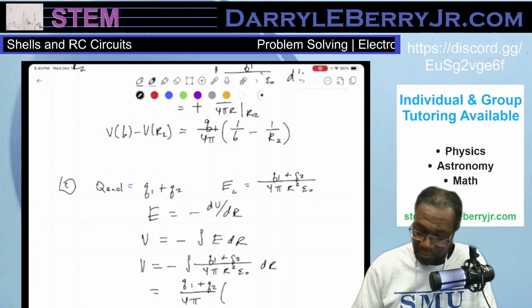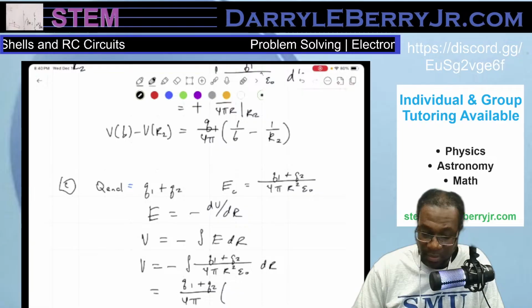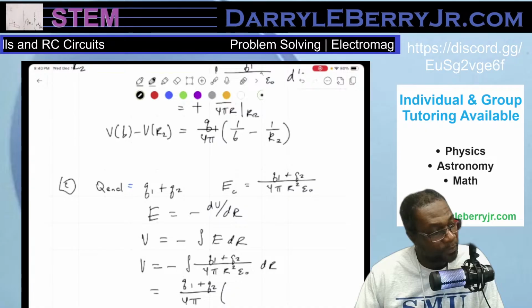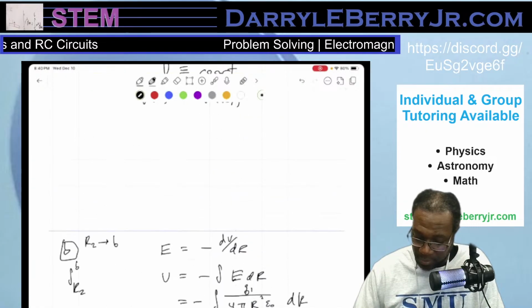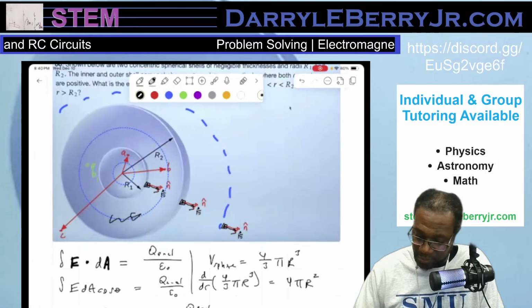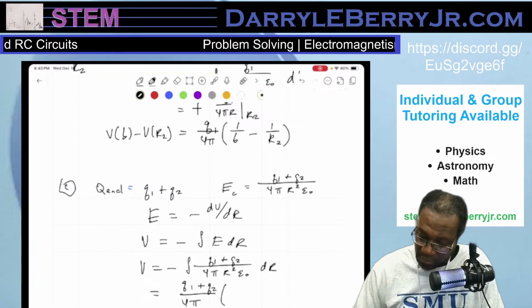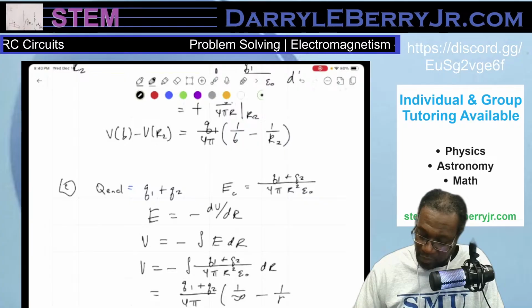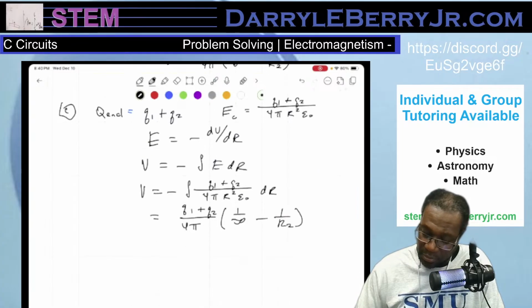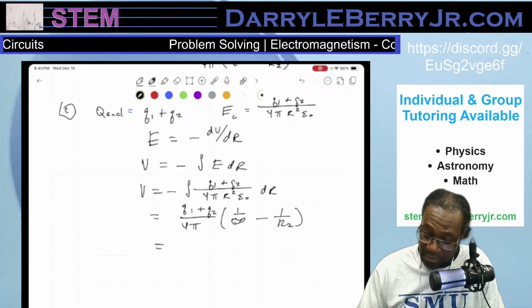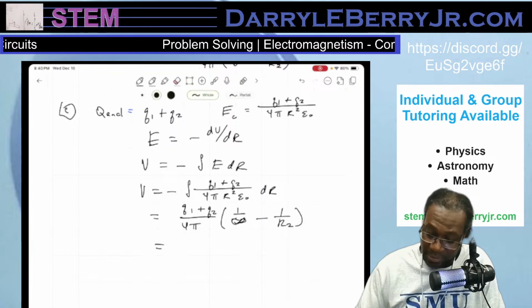Then we have this one. Actually, it will be slightly different. This is going from infinity to, my old number convention again, we're going from infinity to R2. So it'll be 1 over infinity minus 1 over R2. And infinity, or anything divided by infinity, is 0. Let me know if you have any questions about that.